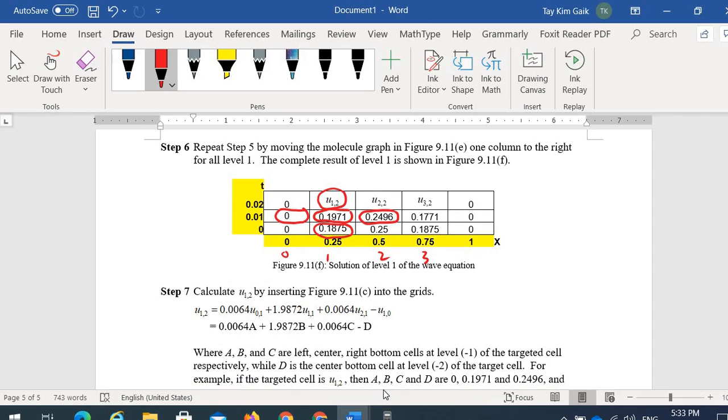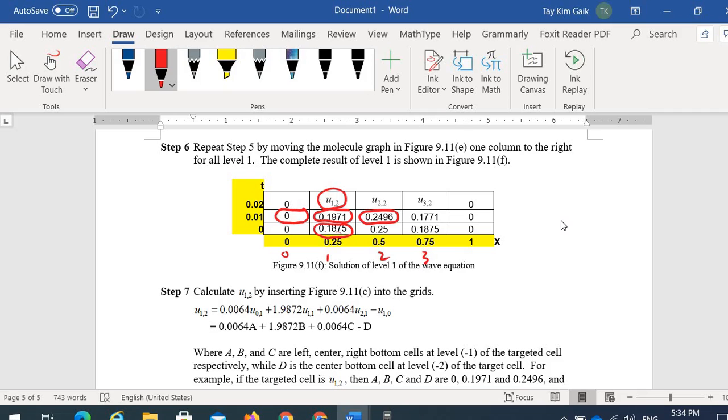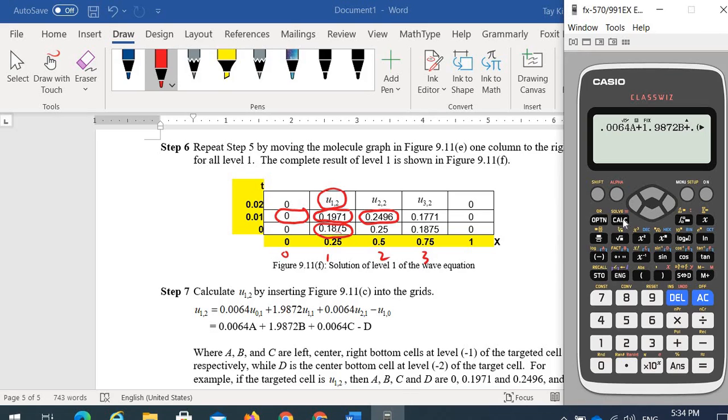If you're not using the calculator, U12 is 0.0064 times U01, plus 1.9872 U11, plus 0.0064 U21, minus U10. So the cells U01, U11, U21 are at the left, center, right at the intermediate level, and then U10 is at the bottom level, the center bottom, minus 2. So I input it in the calculator and calculate.